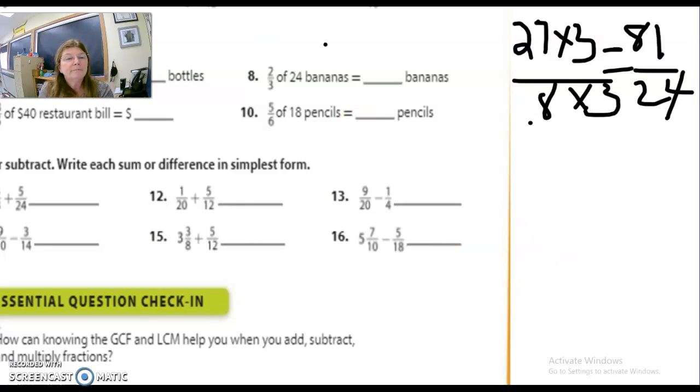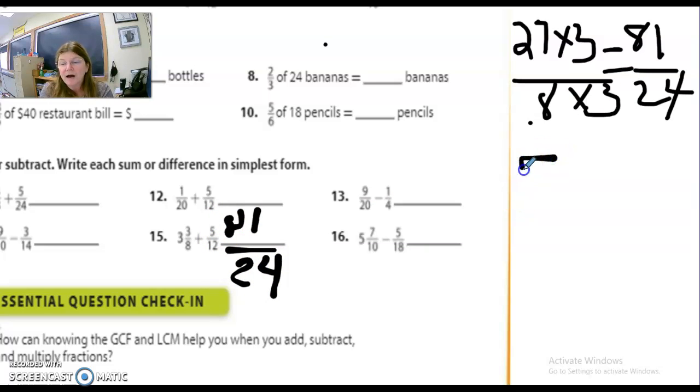So 81, let's write that in there. Get my pen back. So our first number is 81 over 24. Okay, now we have to find our second set.